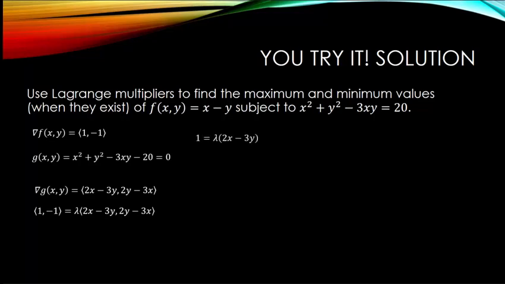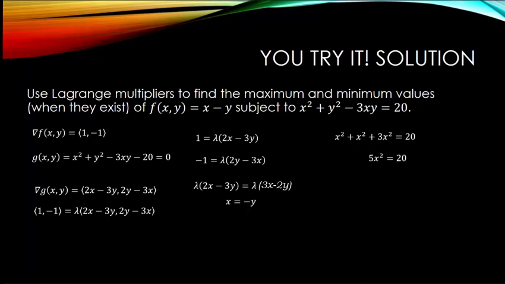This tells me that 1 is equal to lambda times 2x minus 3y, and negative 1 is equal to lambda times 2y minus 3x. If I add these two together, I find out that lambda times 2x minus 3y is equal to lambda times 3x minus 2y, or x is equal to negative y. Now I'm going to plug in negative x for y in my g function. I get x squared plus x squared plus 3x squared is equal to 20. This gives me 5x squared is equal to 20, or x is equal to plus or minus 2. The critical values are going to be at the points 2, negative 2, and negative 2, 2.